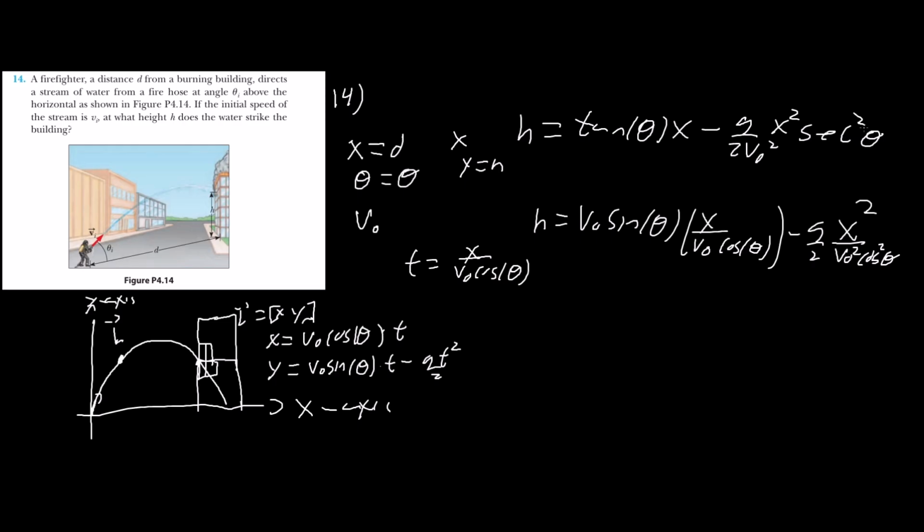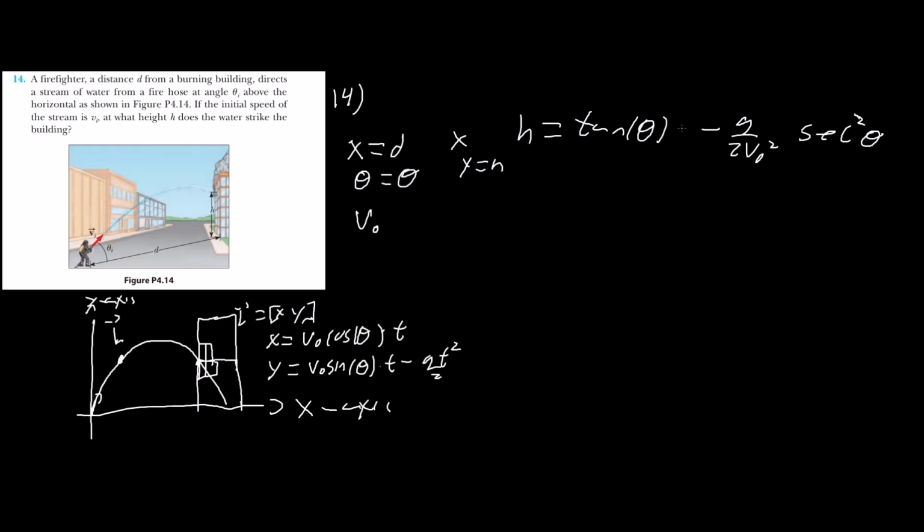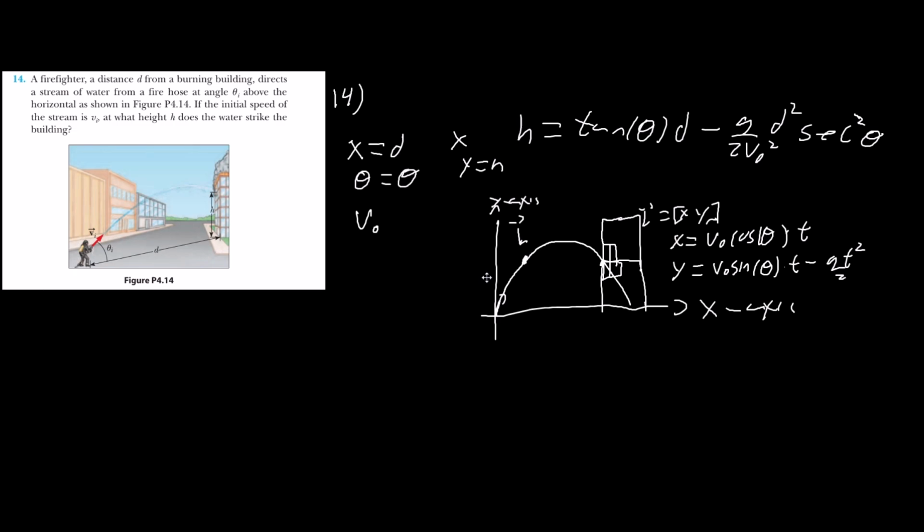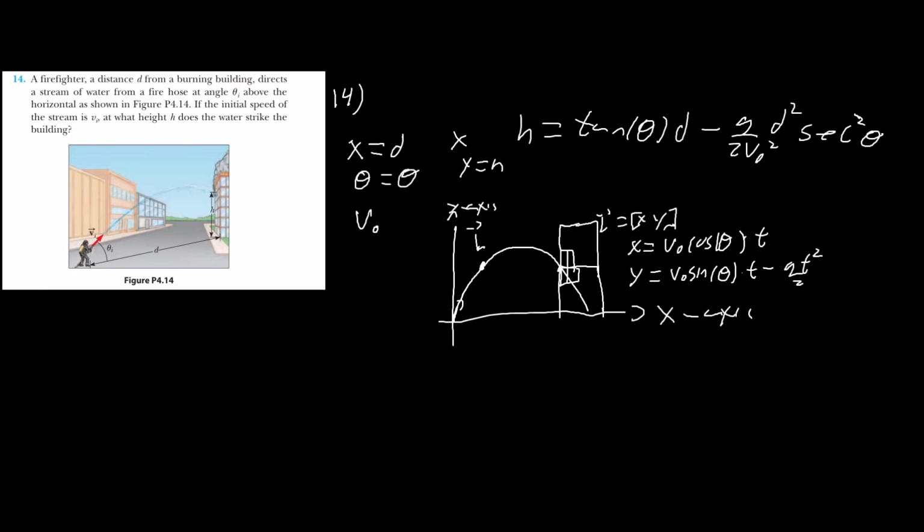Let me just change this. So if this is d and this is d squared, then wait, what did I do? All right, guys. Let me move this. So this is going to be the graph. There's your v naught. You're given the angle, you're given d, you're given v naught. So you can just plug it in there. You get the height at which the water strikes the building.